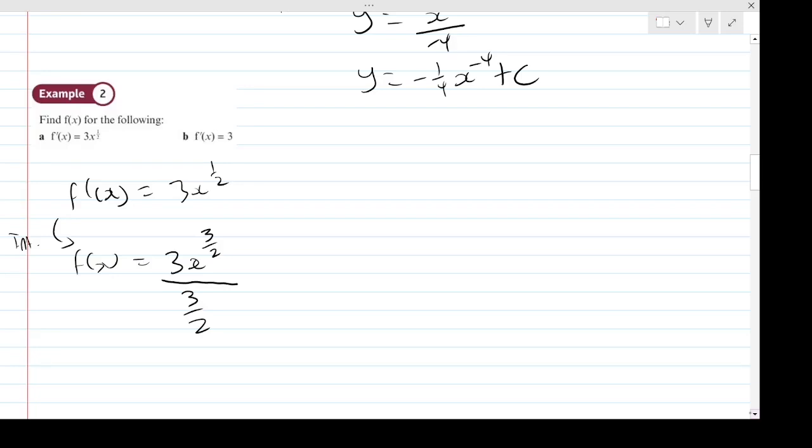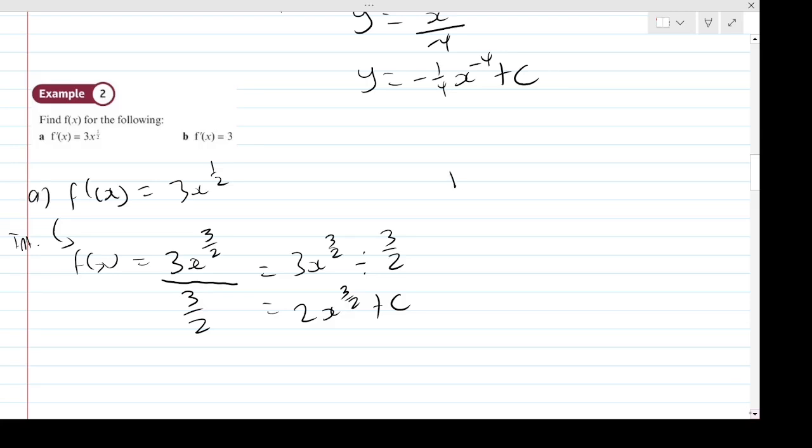Now, this might look like an ugly fraction, but you can think of it as really 3x to the 3 over 2, all divided by the fraction 3 over 2. Really what you're doing is 3 divided by 3 over 2 to get 2. So that'd be left with 2x to the 3 over 2 as my answer for f of x. But we need a plus c, because if we were to differentiate this back to here, a number at the end will go to 0, so we need to account for that. Okay, that's part A.